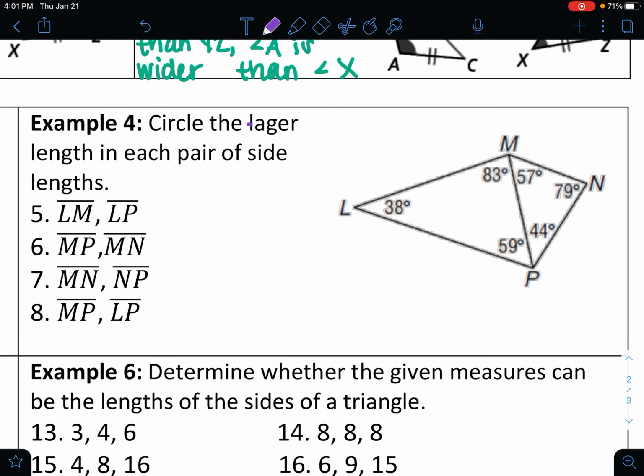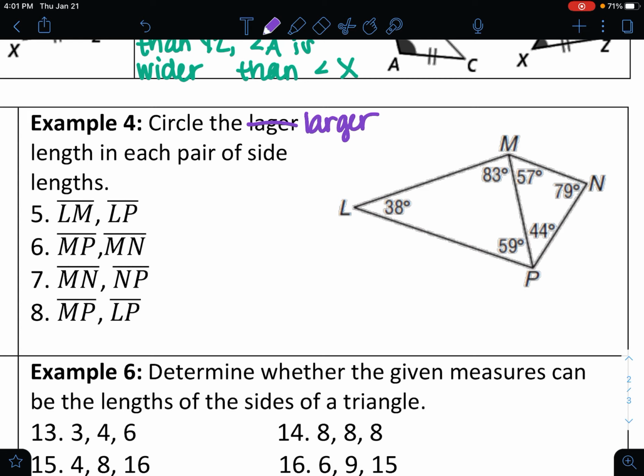Circle the larger length in each pair of side lengths. That's supposed to say larger, my bad. Let's do it. What, Miss E, how they gonna ask me about side lengths when it's clearly angles right here? Baby, we did a whole theorem about that. Calm down, I got you.